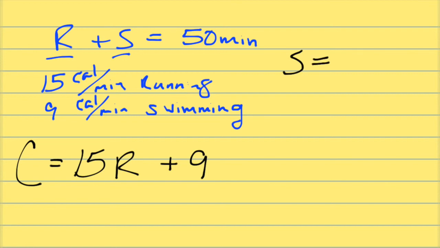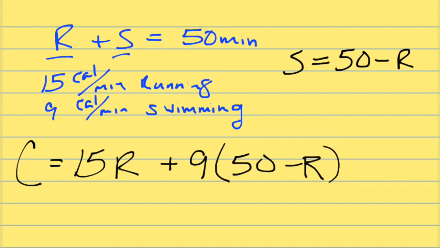Well, if we don't know an exact number, it's hard to figure out. But I know that if I knew how long I was running, I would take 50 minutes and subtract how many I was running. So I can put that in for the amount of time I spent swimming. Then I can simplify this equation by using my distributive property.